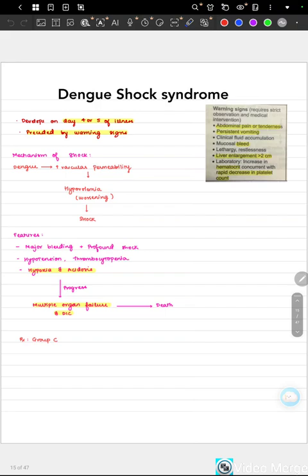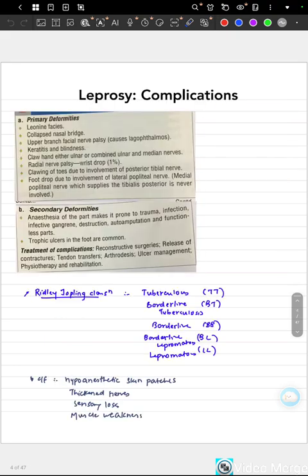Then the features are bleeding manifestations, hypotension, thrombocytopenia. Apart from that, it can lead to hypoxia and acidosis, leading to multiple organ dysfunction, disseminated intravascular coagulation, and death. Management is group C.